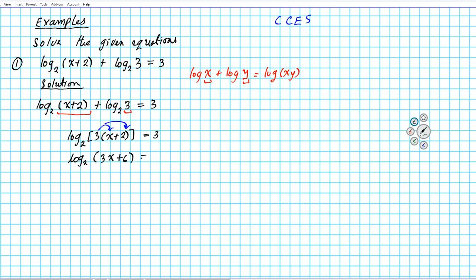Okay, and then that's going to be equal to 3. So now we have condensed the log into 1. Now the next step is the E step, eliminate. We're going to eliminate this log.